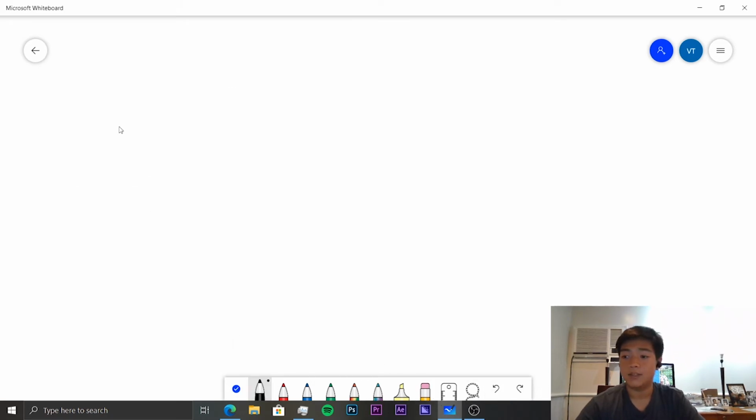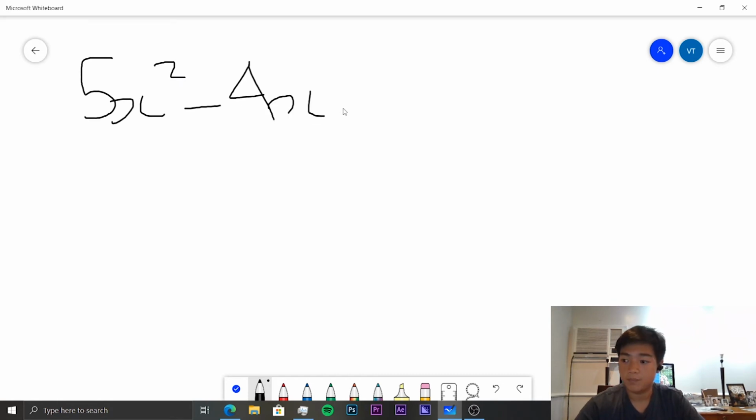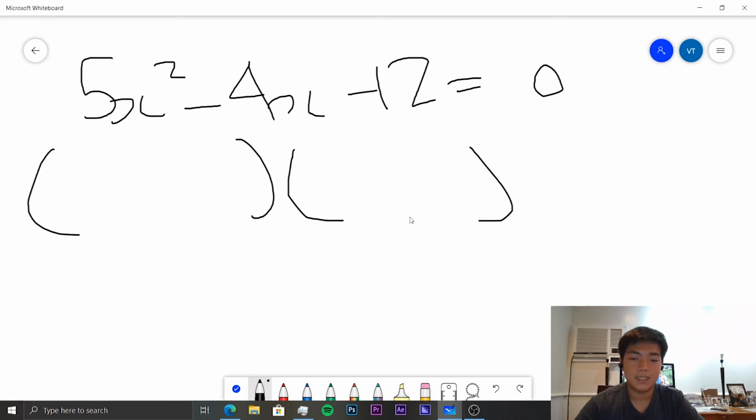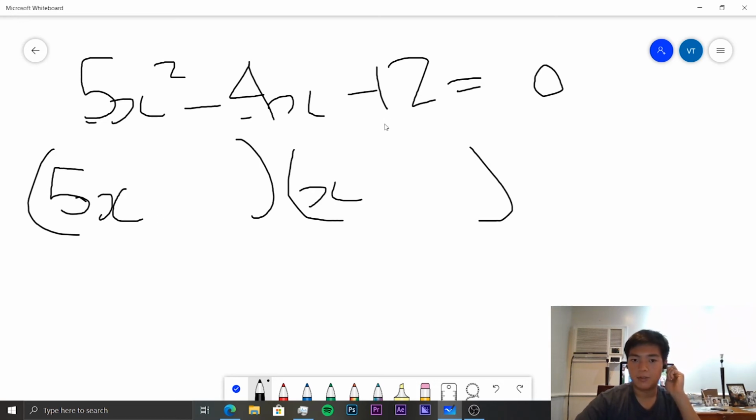Finally, we have the equation 5x squared minus 4x minus 12 is equal to 0. So a trick for factorization is, as long as there's no common denominator, or no greatest common factor higher than 1 for these coefficients, we can simply put 5x and x into different brackets, leaving us to deal with figuring out how to get 12 and negative 4.